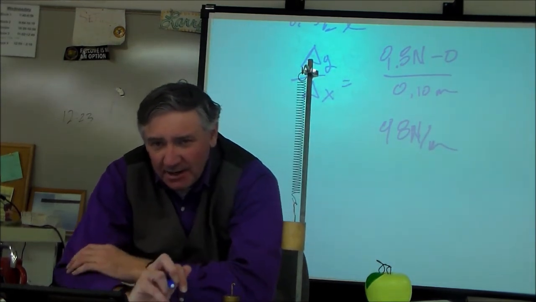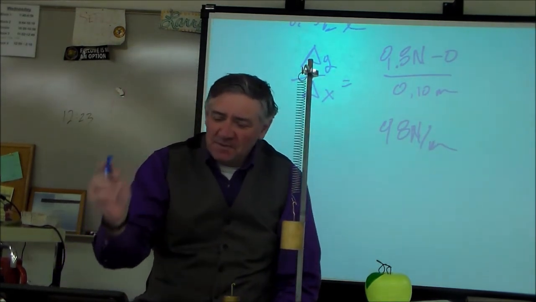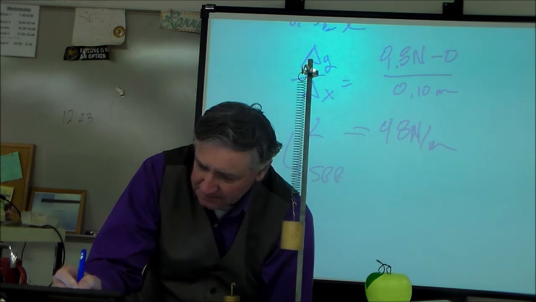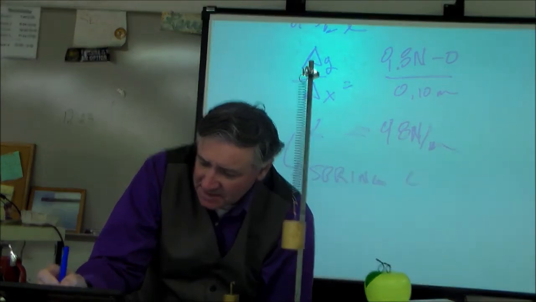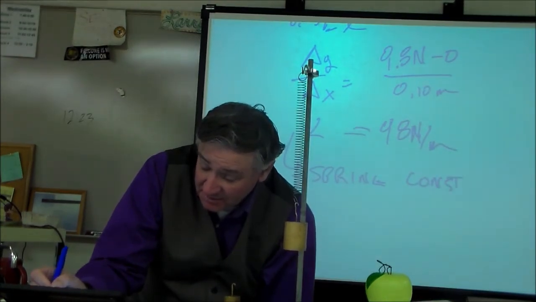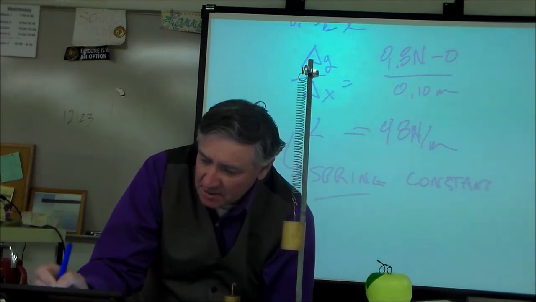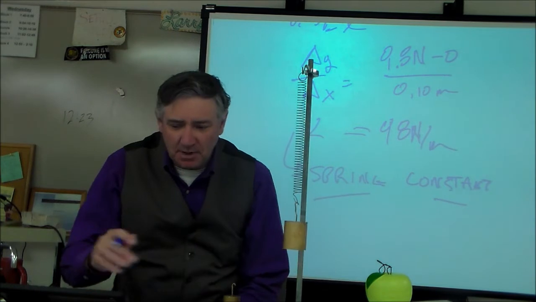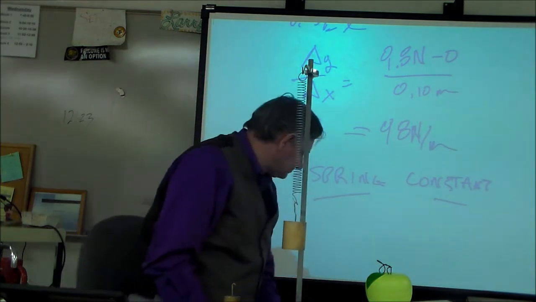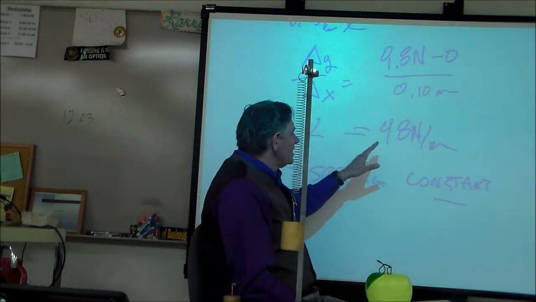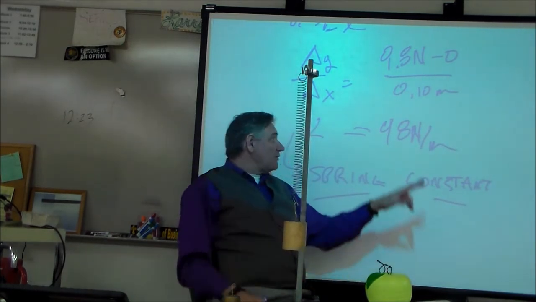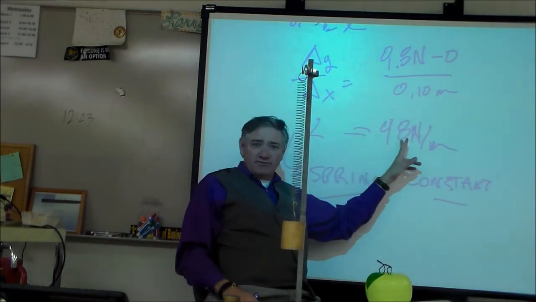Okay? Now, the slope of this line is what we call K. And K stands for the spring constant. And that changes depending upon the spring. So don't look at this and go, oh, 98 is the same for every spring. No, it depends upon the spring. But here's what's important, is that if I were to stretch this spring 1 meter, I would have to apply 98 newtons of force to it.